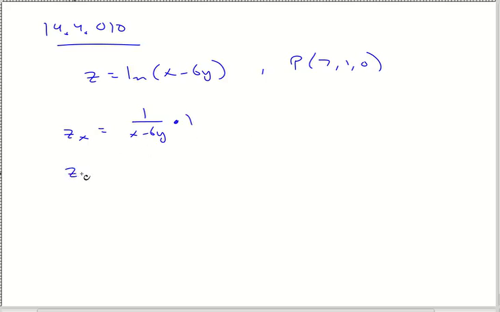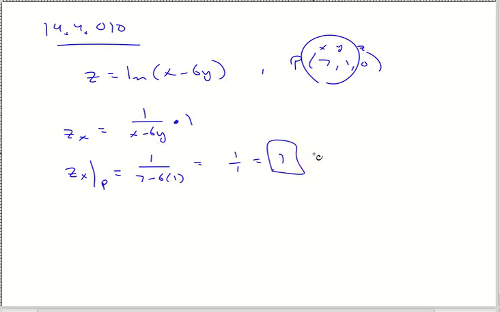But we shouldn't stop there because it needs to be at the point P. Your slope is a numeric. It's a number. So we're looking for a number. What's the number going to be? Well, we plug in here. That's x, y, and z. So plugging in the x, y in particular into this, we get 7 and 1. 7 minus 6 times 1. So you get 1 over 1 is a 1. So that's your slope. That's your A in your formula coming up.